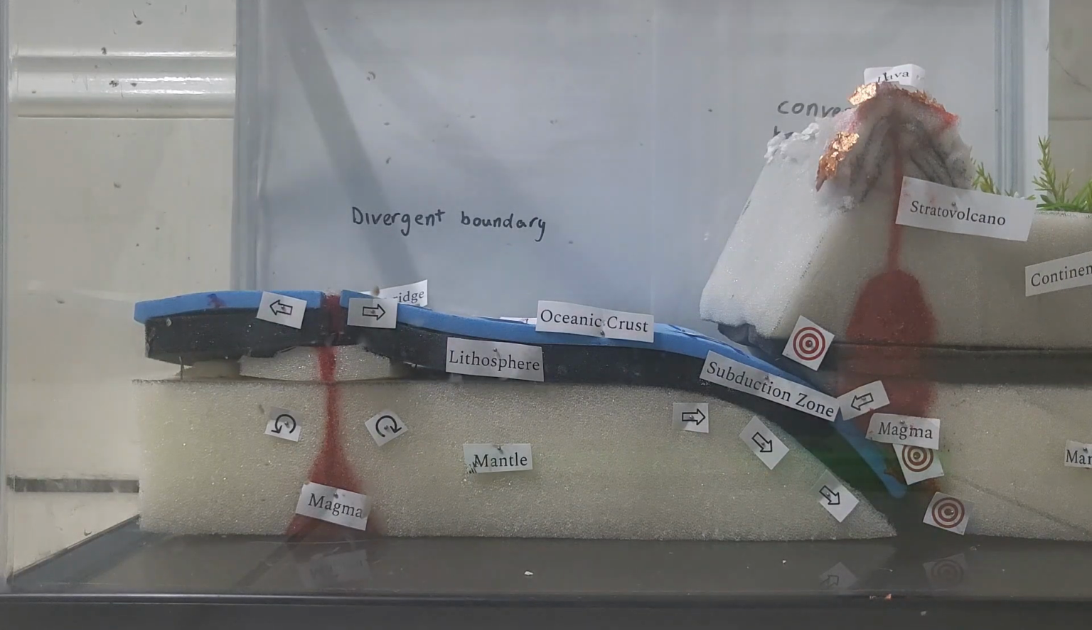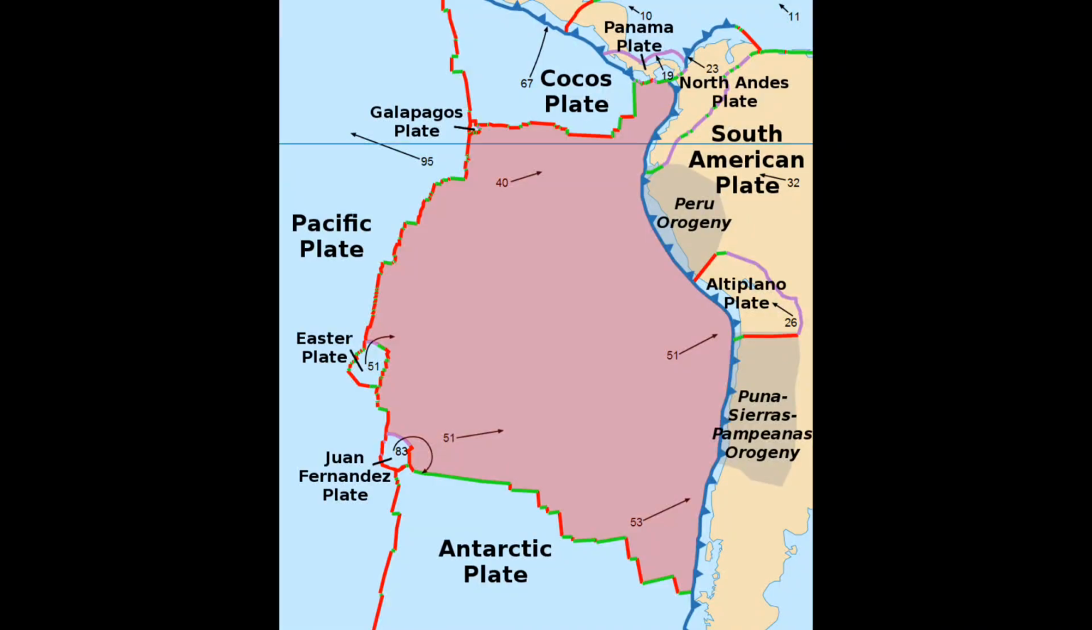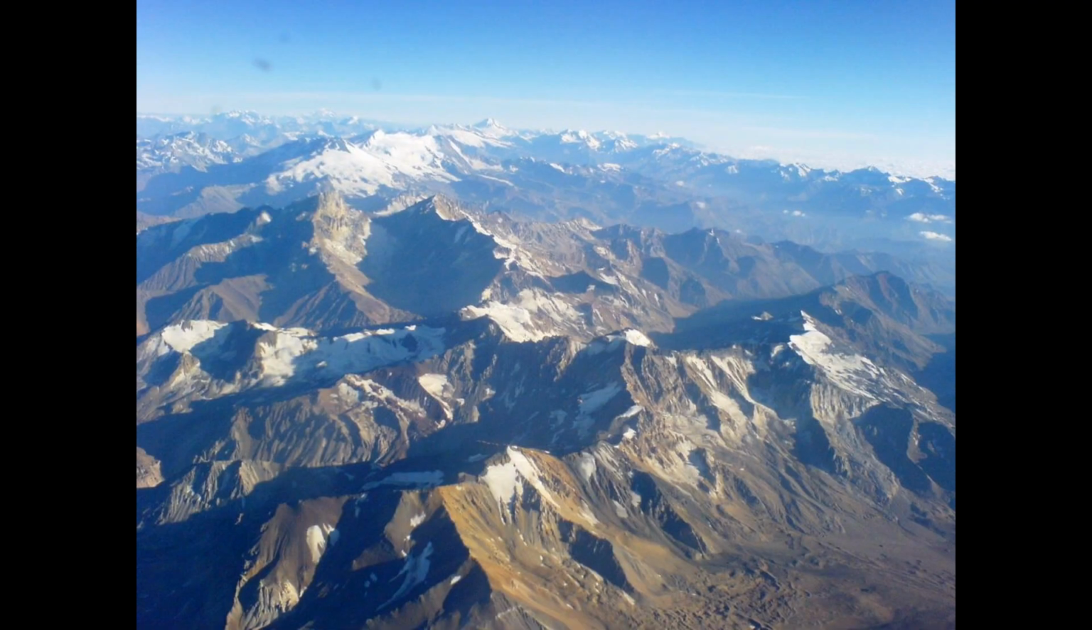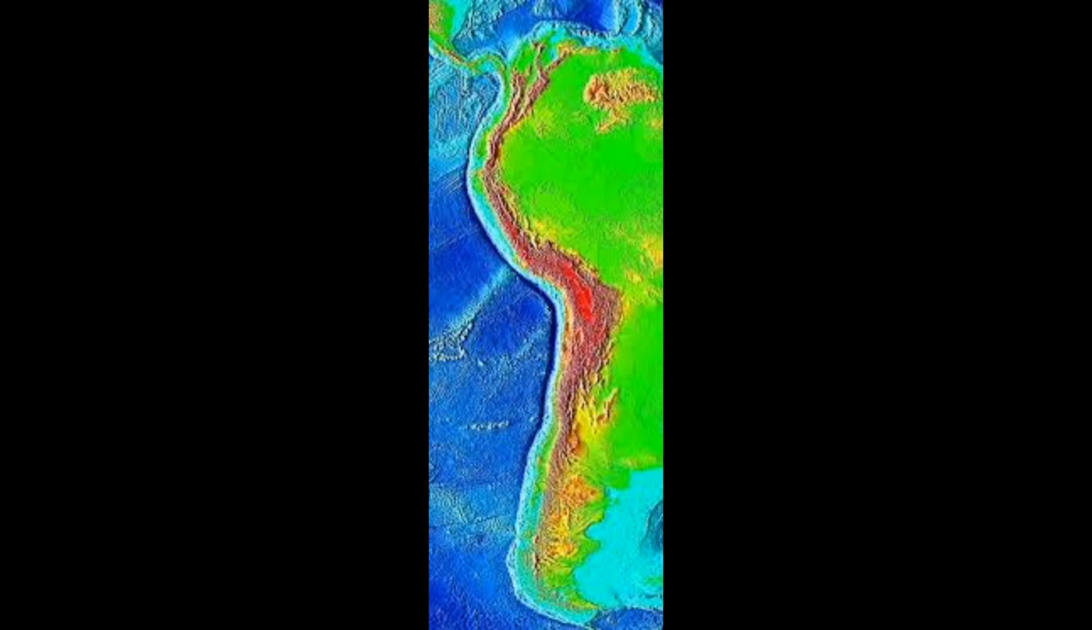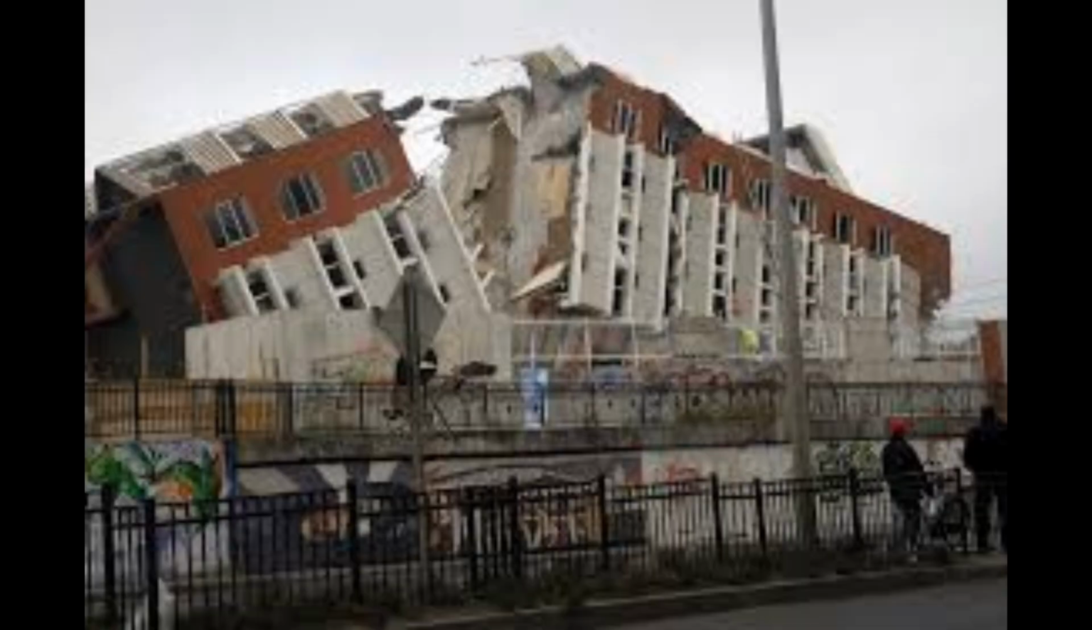A common example of a converging oceanic-continental plate is the Nazca Plate subducting underneath the South American plate, creating geological features such as the Andes mountain range, the Peru-Chile Trench, as well as megathrust earthquakes, such as the 2010 Maule earthquake. It has also created extensive volcanic activity as stratovolcanoes, like the one shown in the model, and volcanic arcs.